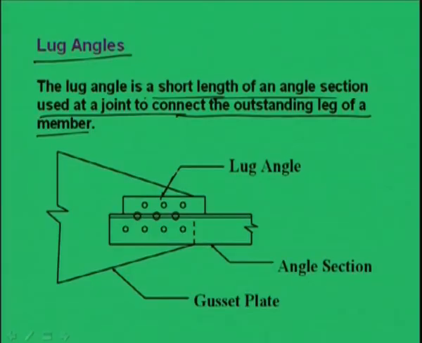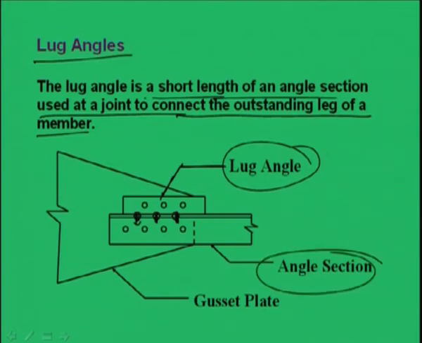In the picture, what we are seeing is basically the lug angle. This is a riveted or bolted joint, and this is another joint. This angle section is the main member. The main member is connected with the lug angle through rivets, and the main member is also connected with the gusset plate, as well as the lug angle being connected with the gusset plate. In this way the joints are made and the forces are transferred.